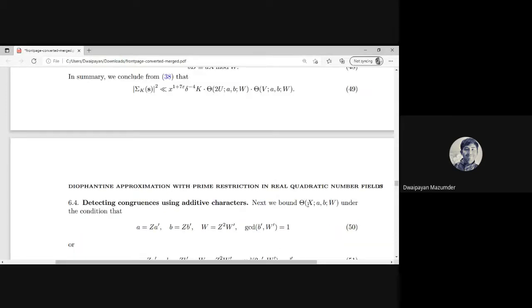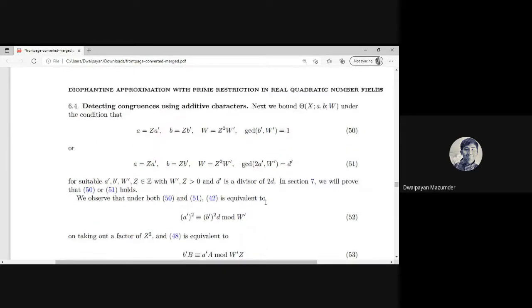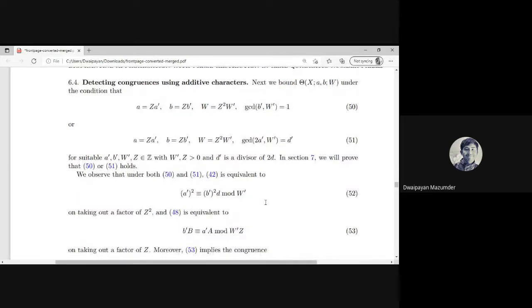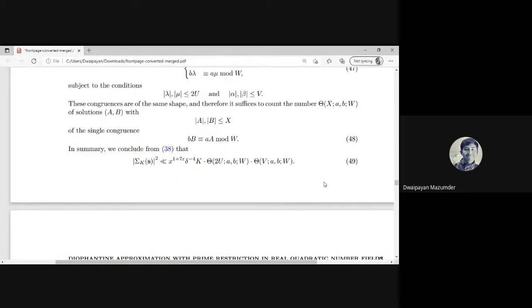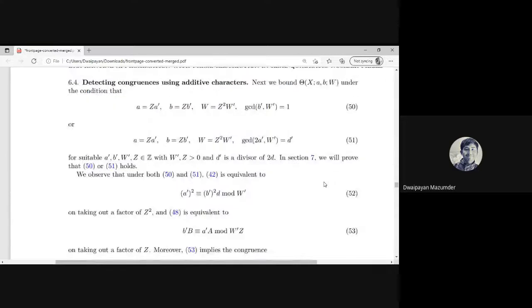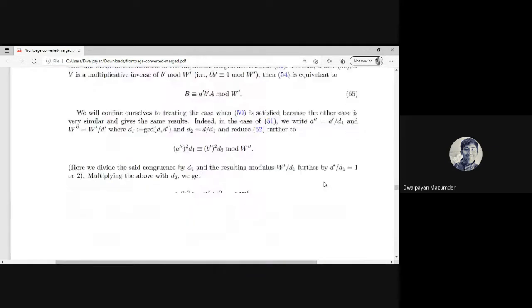We will actually estimate this particular thing, theta x a b and colon w, by either one of this 50 or 51. Where 51 depicts that if a equal to z of a prime, b equal to z of b prime, and w equal to z square w prime, and this is twice a prime w prime equal to d prime, and d prime is a divisor of 2d. With this kind of notation, 50 or 51, we always come back to this one. And also this a square minus b square b equal to 0, I'm sorry, modulo w is converted to a square minus b square b modulo w prime. That will happen too. Okay, that we have established.